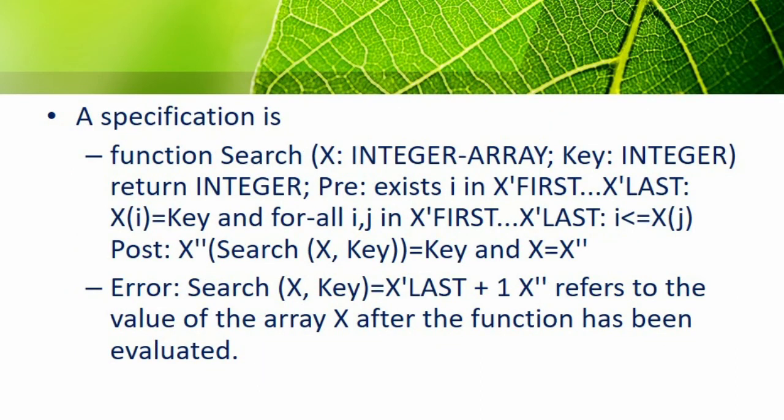The specification is: function search, X such that X is an integer array, key such that key is an integer, return integer. Pre: there exists I in X first to X last such that X of I is equal to key, and for all I, j in X first to X last, I less than or equal to j implies X of I is less than or equal to X of j. Post: X such that search of X, key is equal to key and X is equal to X. Error: search of X, key is equal to X last plus 1. X refers to the value of the array X after the function has been evaluated.